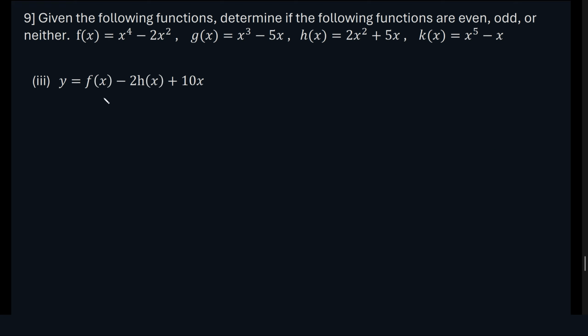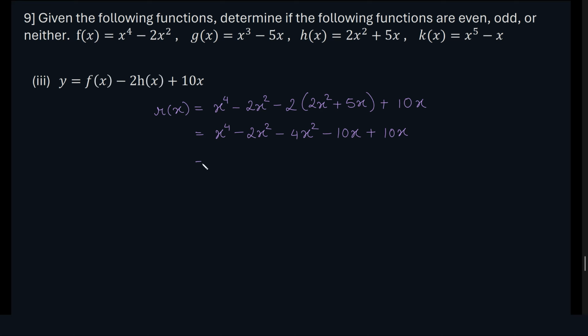And then we have y equals f of x minus 2 times h of x plus 10x. If we assume that this function is r of x, then we get x to the power of 4 minus 2x squared minus 2 times 2x squared plus 5x plus 10x. That's x to the power of 4 minus 2x squared minus 4x squared minus 10x plus 10x, which simplifies to x to the power of 4 minus 6x squared.